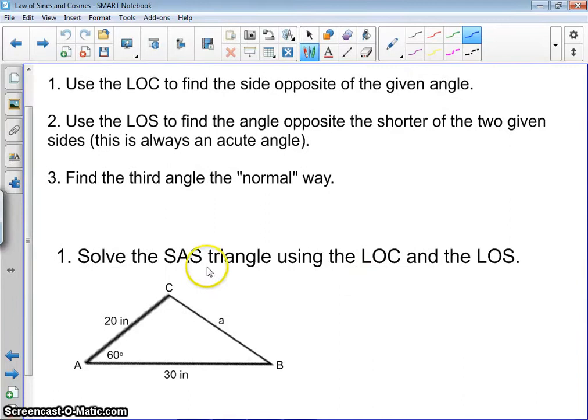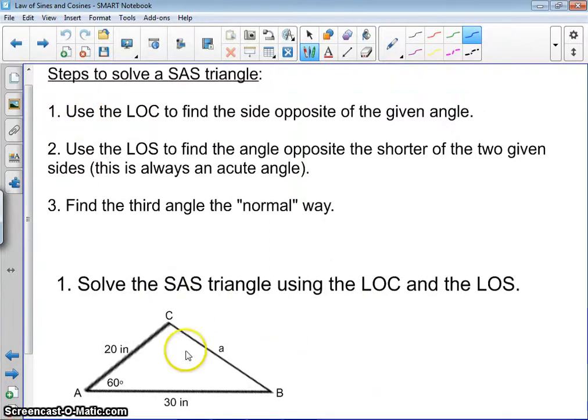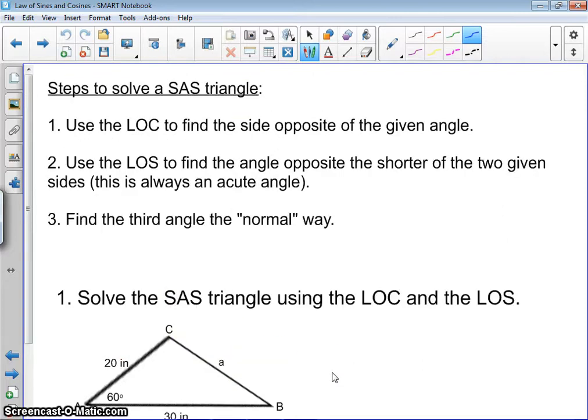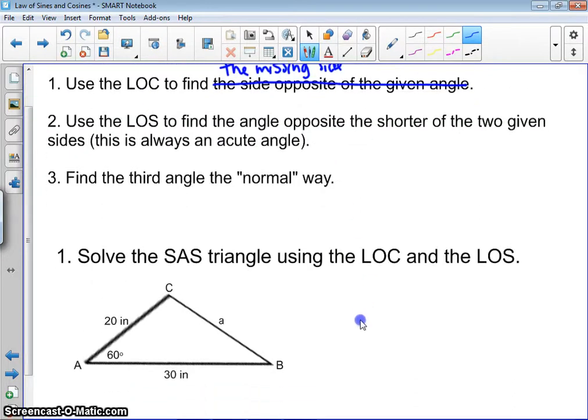Here is our side-angle-side triangle. If you're given a side-angle-side triangle, you've only got one side that's missing. So the first thing you're going to do is use the law of cosines to find the missing side. The missing side is also going to tell you which one of those formulas to use.